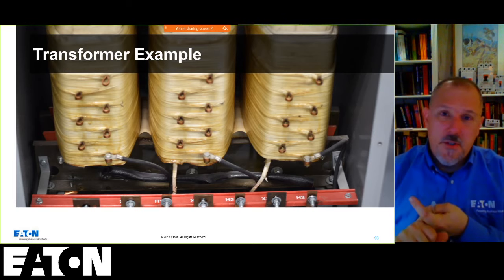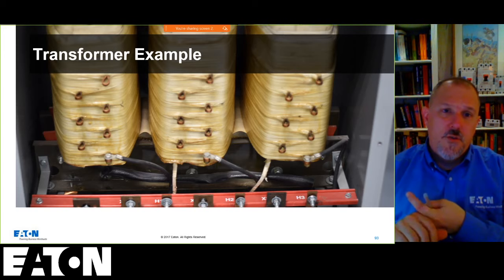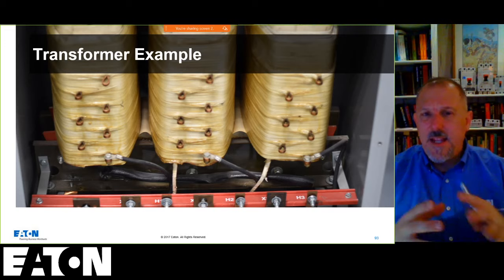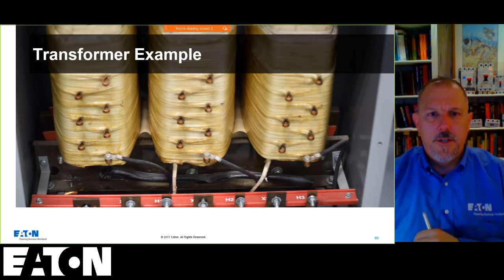You don't typically put surge protection, transient surge protection at those dry type transformers. You'll see that up at service entrance equipment and things of that nature.